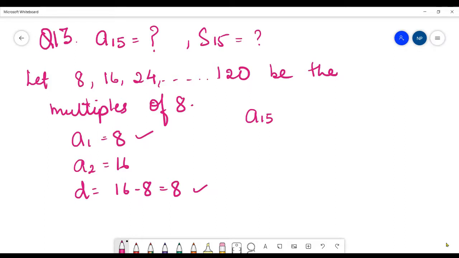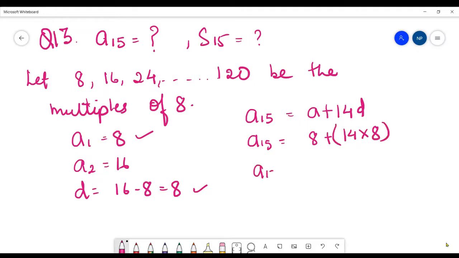Yes, we can find out A15 by A plus n minus 1 D. n minus 1 is 15 minus 1, that is 14D. Substitute the values. A15 is equal to 8 plus 14 multiplied by 8. 14 multiplied by 8 will give you 112. So our A15 is equal to 120. Is it correct for what we have calculated? Yes. So our assumption is correct.